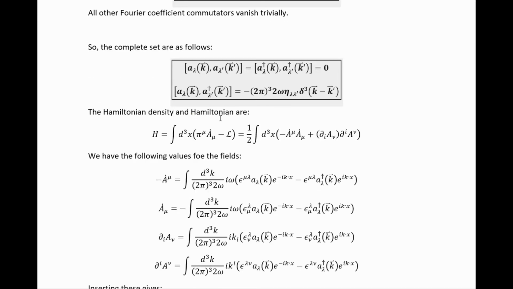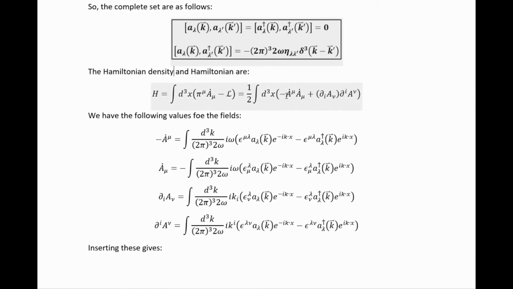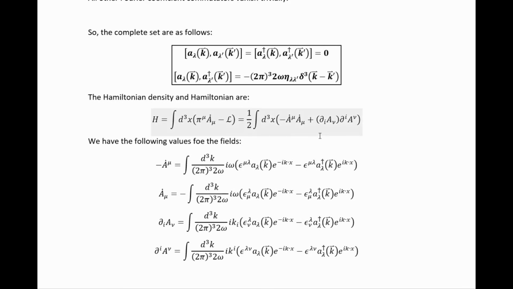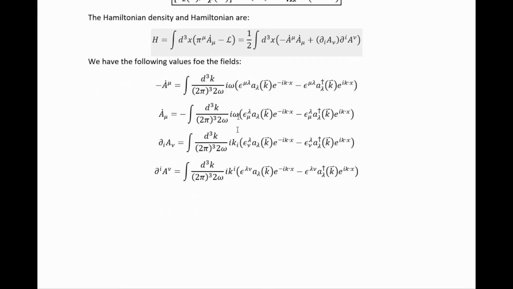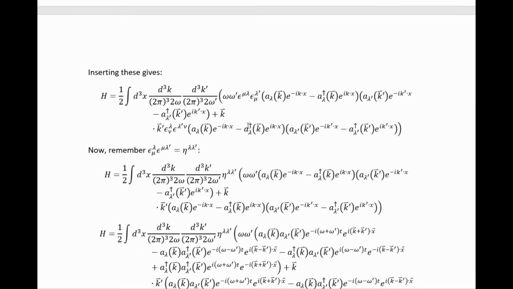The Hamiltonian density and the Hamiltonian are as follows. We see the Hamiltonian density in this integral right here, and then the integral is equal to the Hamiltonian. So we can evaluate that and get this 1/2 times this thing as the result for the Hamiltonian density, and of course the integral over it is the Hamiltonian. We can now evaluate the fields we see showing up in here. They take on these values, and we can insert them to get this.